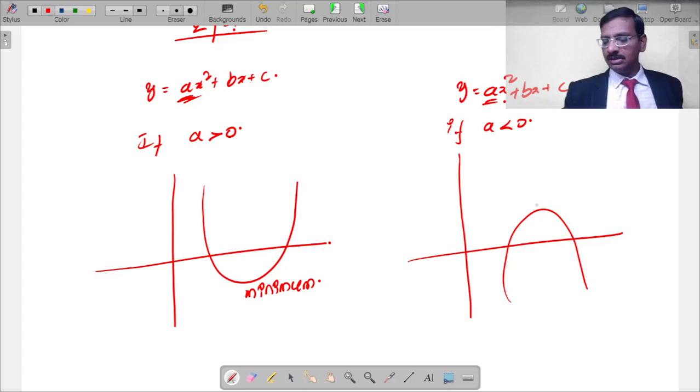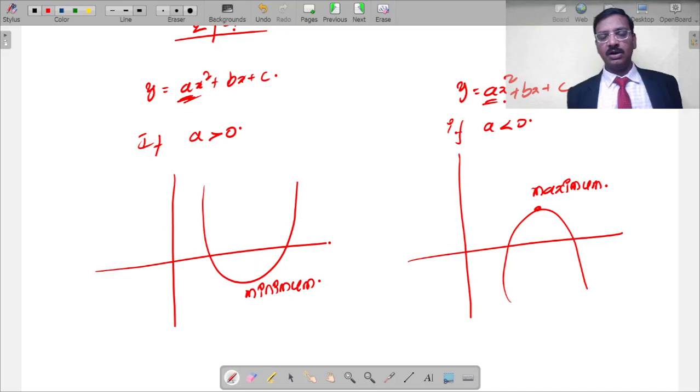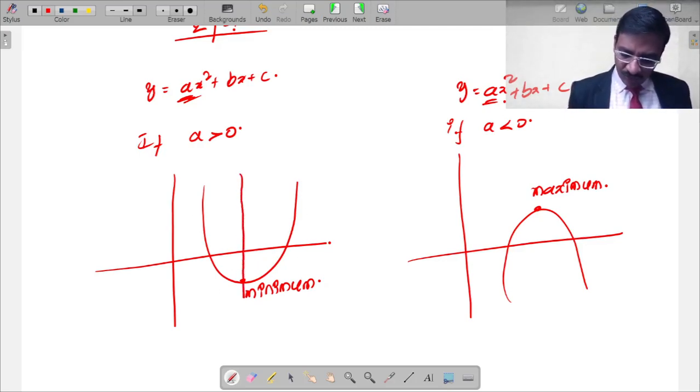And if a is a negative number, you will always find a maximum value. This is the maximum value that you can find. So based on this, you will be able to find out the maximum value or the minimum value. And also, one more important factor that you can notice is that for this particular shape, exactly in the middle you are going to get that particular value.